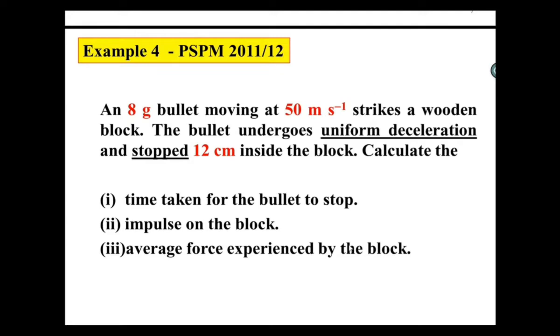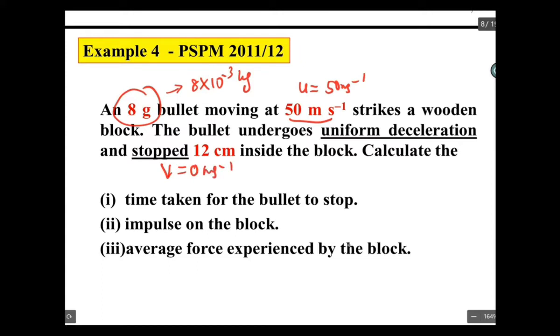Okay, and then, question given 8 gram, convert to kilogram, dia akan jadi apa? 8 power of negative 3 kg. And then dia bagi U, initial velocity, 50 m s^-1. And then dia kata uniform deceleration. And then dia kata dia stop. Okay, stop, ni adalah V. V is equal to 0 m s^-1. And then 12 cm is displacement. 12 cm convert to meter jadi 0.12 meter. Divide by 100.